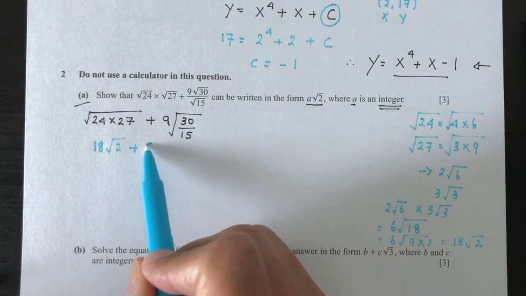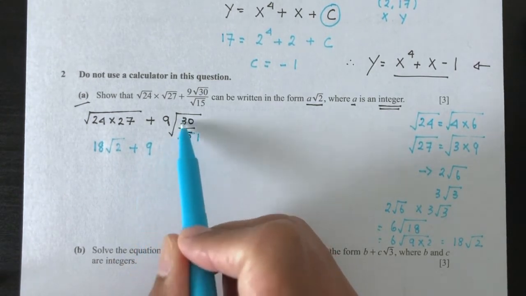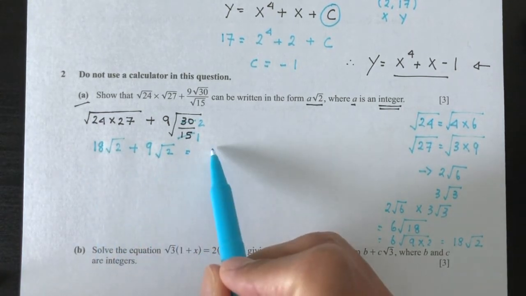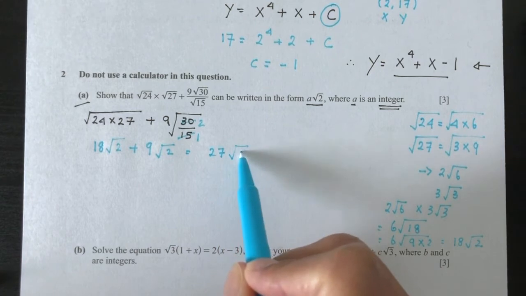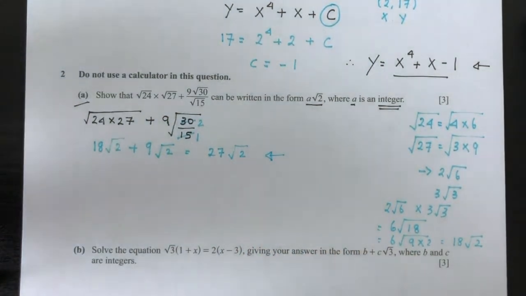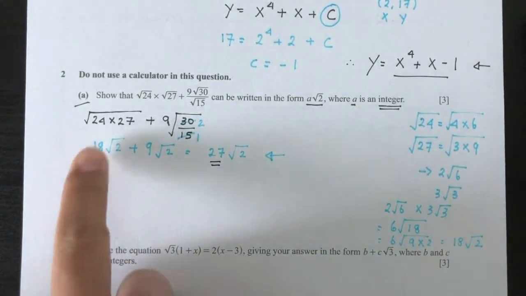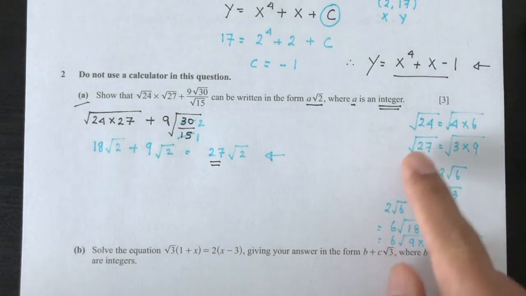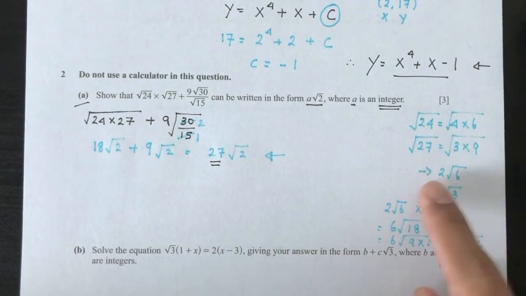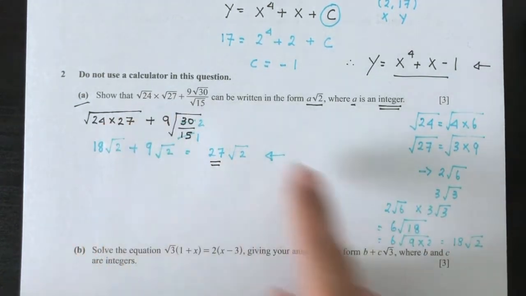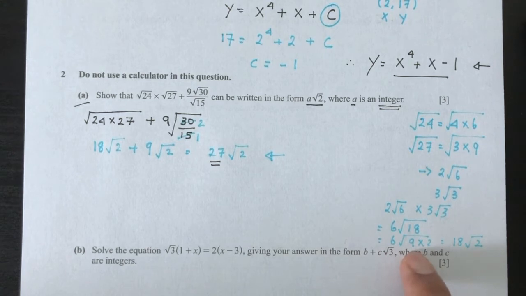Now plus 9, this will be simplified to root 2. Your answer will be 18 plus 9, that should give you 27 root 2. And this is your answer for part A, where the value of A is an integer, 27. So the main step was this one. We have to simplify this one step by step. We can rewrite this as this, and then we can simplify. The first one will give you this, and this one will give you this, and then you multiply them together, you will have this, and then this can become this, and this will become this. So basically, simplified, you will have this as your answer for part A.